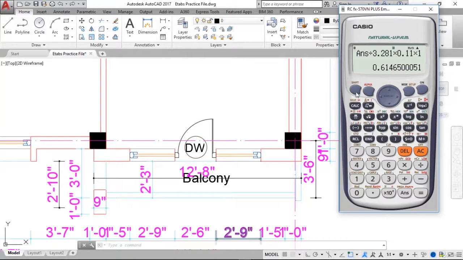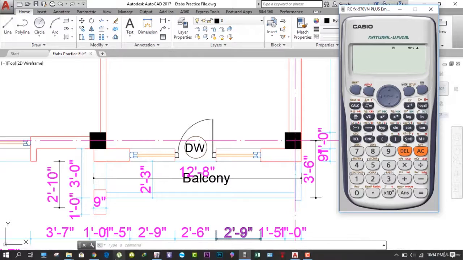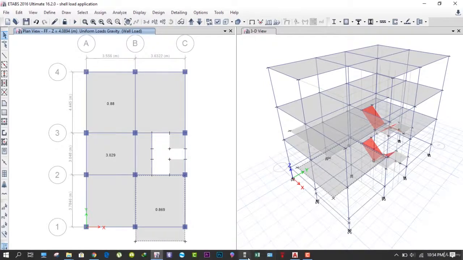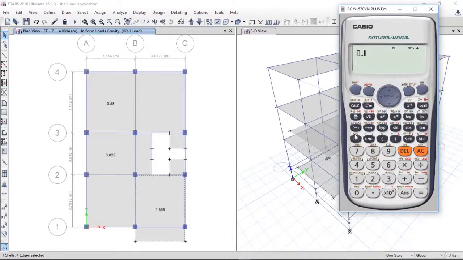Okay, so let's store this value in alphabet C. I took the thickness of this wall as 0.11. However, the thickness of this wall is 230 mm, so that is almost double this thickness. So the load is also doubled, right? So let's take 0.869 times 2. That is my mistake, sorry for that. Times 2 is 1.738.